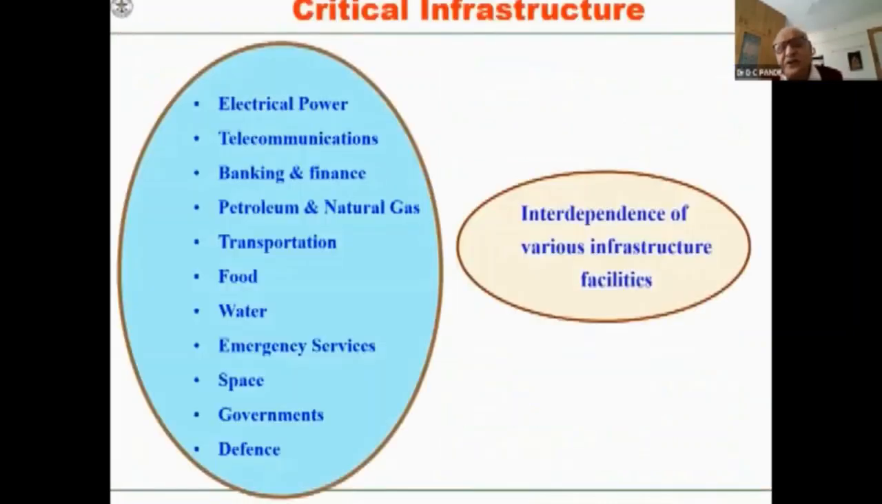Now coming to the critical infrastructure of the country. Everywhere you see the electrical power system, telecommunication system, banking and finance, petroleum and natural gas, transportation, food, water, emergency services, space, government, and defense. These are the critical infrastructure. This whole electrical power grid of the country is being controlled by computers, I mean the SCADA, right? It is controlled by that. It has nothing to do with the bigger transformer.